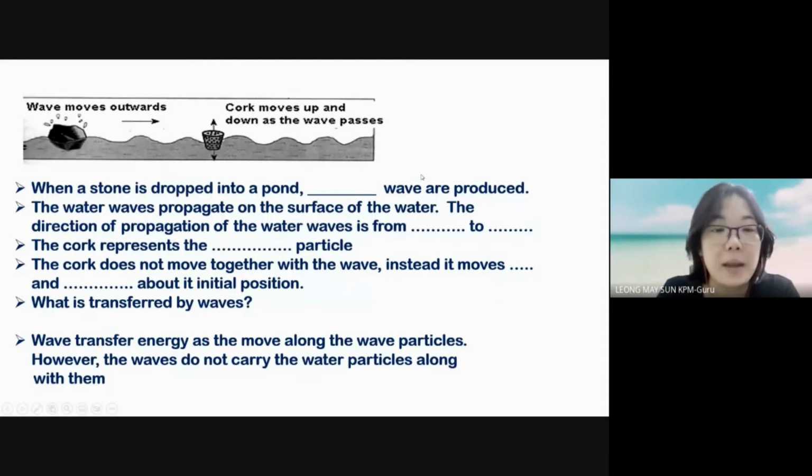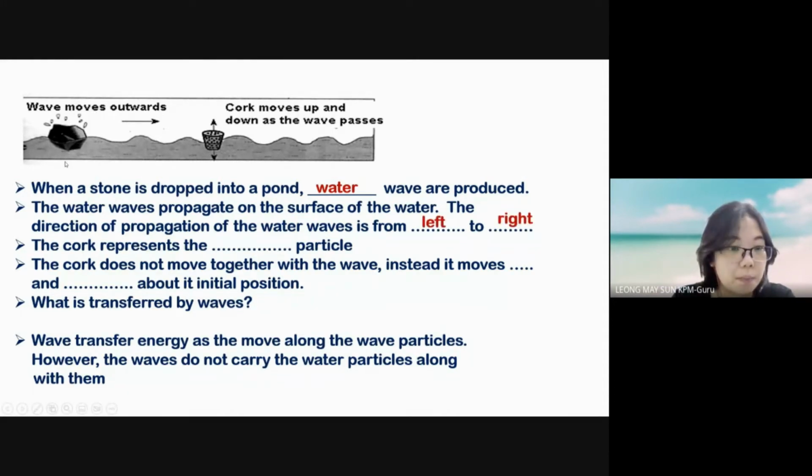Water waves, good. All right. Water waves are produced, so the water wave propagates on the surface of the water. The direction of propagation of the water wave is from here. The stone is being dropped, so the direction of the wave propagation will be from the left towards the right. The cork represents the water particle. It does not move together with the water wave, and instead it moves up and down about its initial position only. So what is being transferred by the wave?